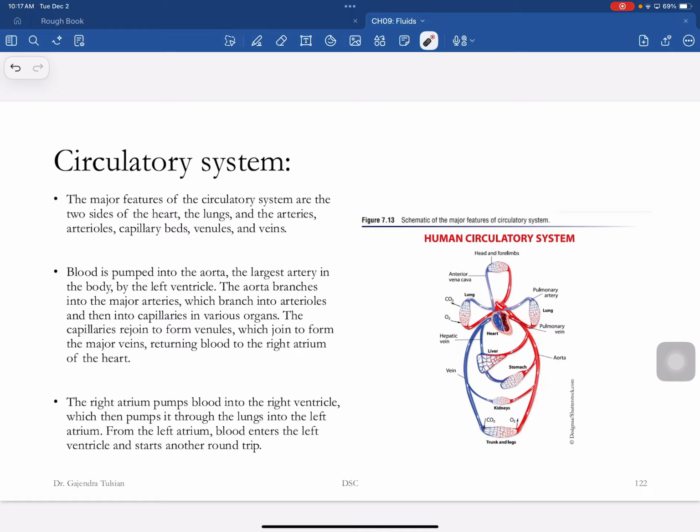Okay, you breathe in about 12 times a minute. So you're bringing in fresh oxygen, oxygenated blood about 12 times a minute. Okay, the major blood is pumped into the aorta, the large artery of the body, by the left ventricle. The right. Okay, so this just goes through the details of what I've said.